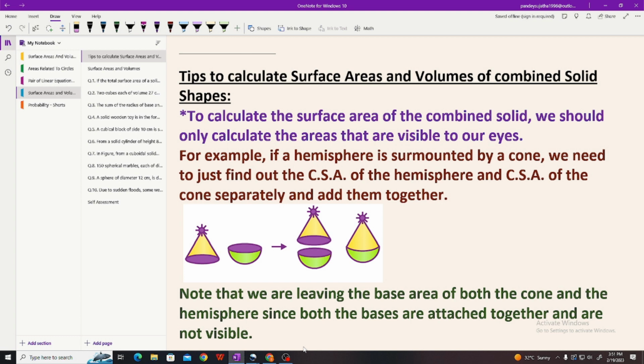To calculate the surface area of the combined solid, we should only calculate the areas that are visible to our eyes. For example, if a hemisphere is surmounted by a cone, then to calculate the surface area of the new solid formed, we need to find the curved surface area of the cone and the curved surface area of the hemisphere.